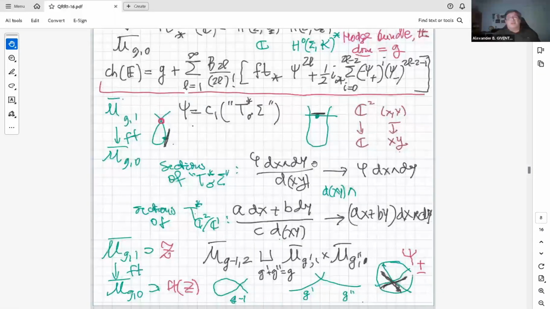Maybe to understand better what the sections of this sheaf are, it's better to upgrade. These are one forms, but if you wedge with the differential of xy, you transform them into two forms, and it will be just some holomorphic function phi of xy times the standard volume form dx dy. So that's how the sections look.